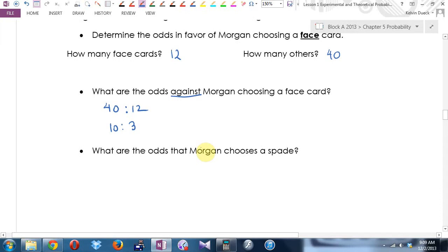What are the odds that Morgan chooses a spade? How many spades are there in the deck? 13. How many non-spades are there in the deck? 39. What's that in lowest terms?